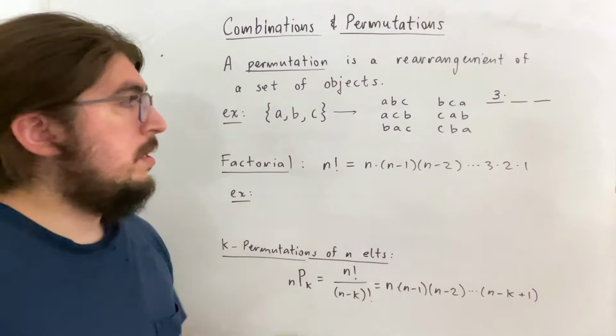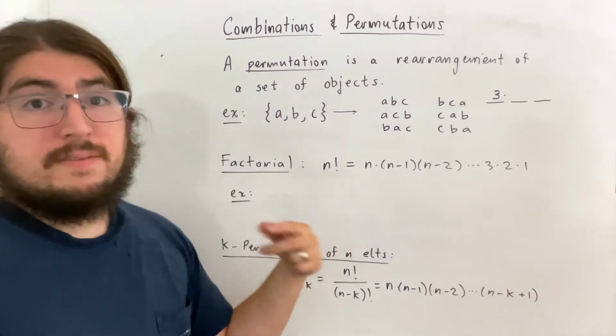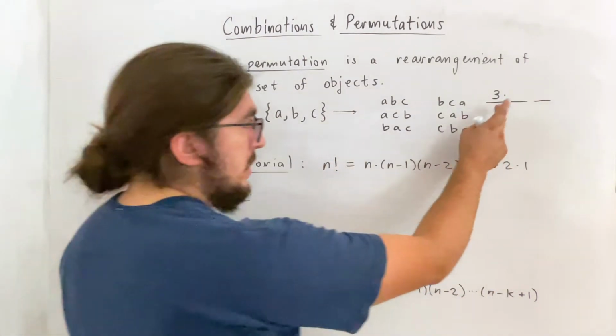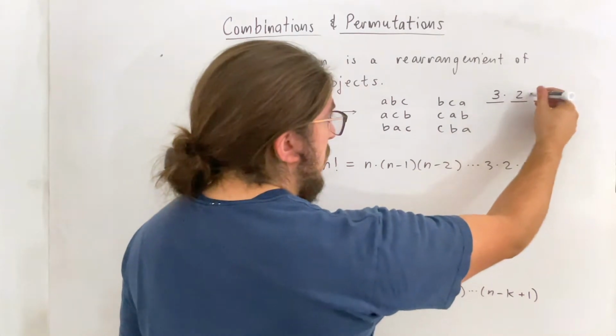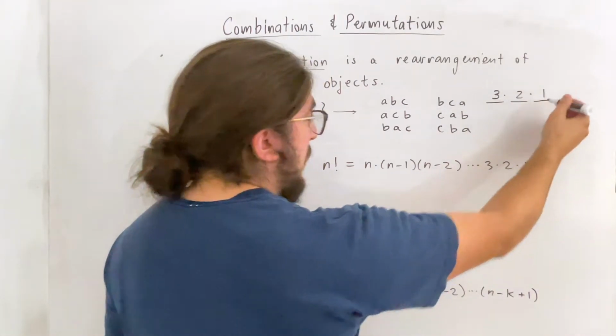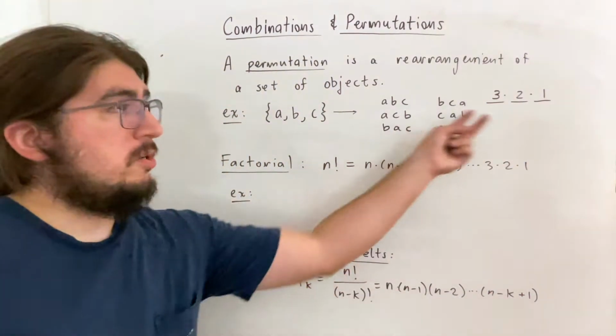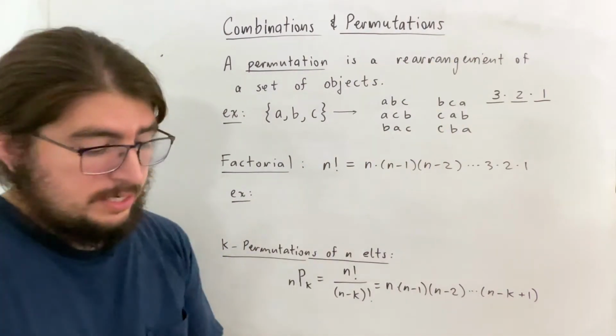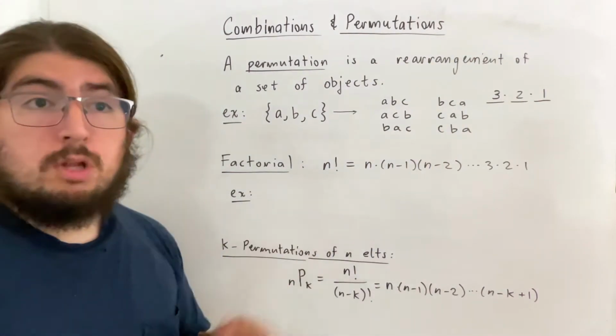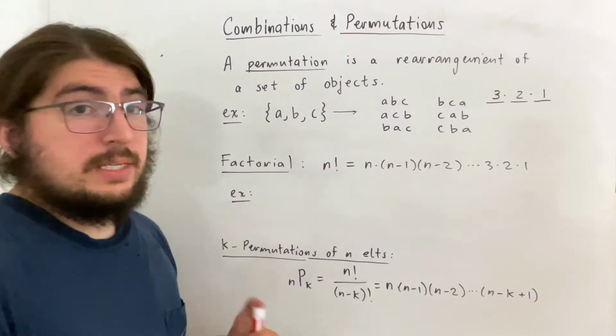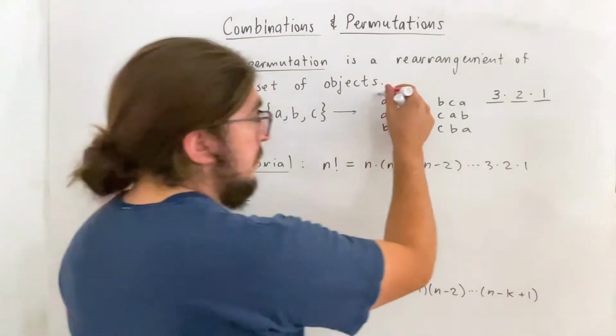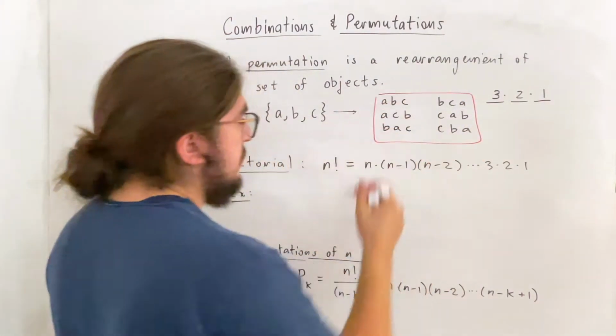So once you choose the first letter, you have one less letter to choose from. For the second letter, we have 2 letters to choose from because we already selected one for our first letter, multiplied by one last possibility. Once you've chosen these 2, the last one has to be whatever other letter is left. So notice when we multiply these, 3 times 2 times 1 ends up being 6, and there's a total of 6 different possible permutations here.